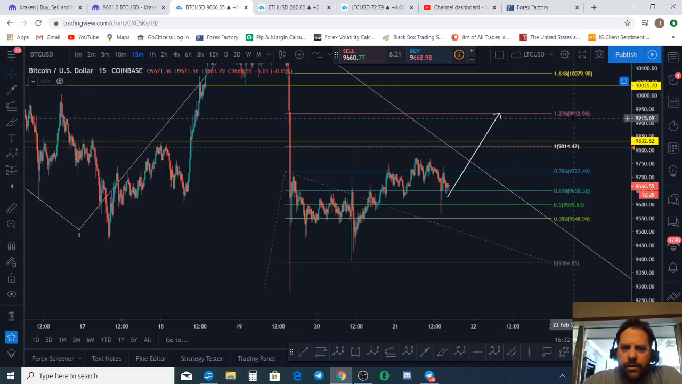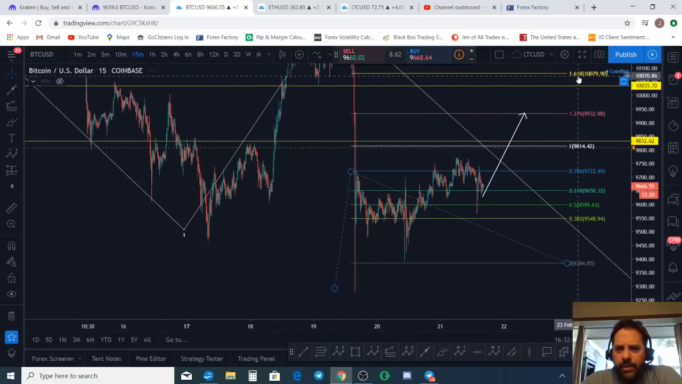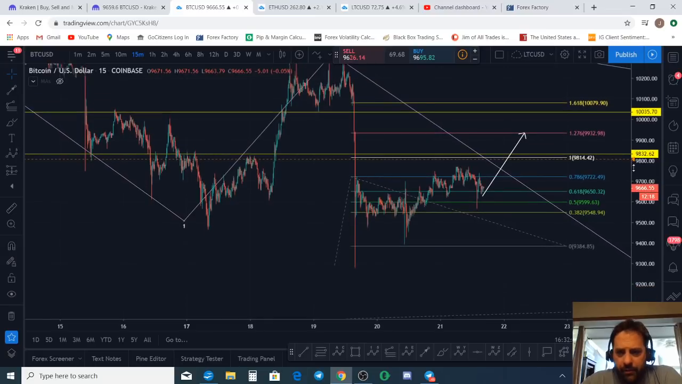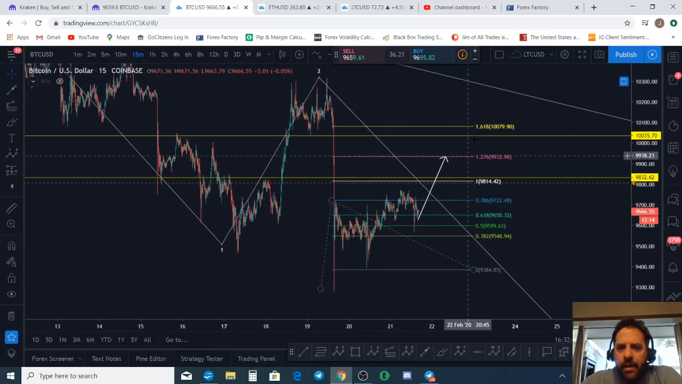Watch the 127, which is 99.30. That's confluent with that other fib that I told you at 99.50. Also watch the 10,079, which is confluent with the other fib that I shared as well. So there's a lot of confluence around those two places. Let's watch price action and watch for a reversal to the downside after that.